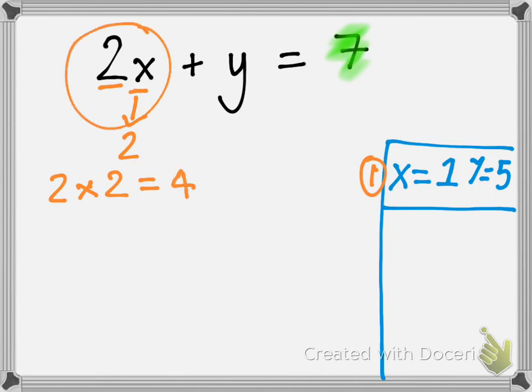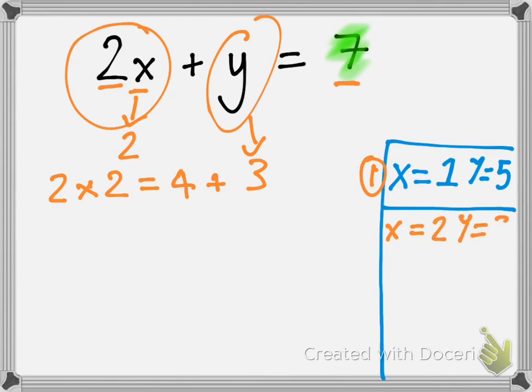So if this part of the equation equals 4, then what must y be to make 7? Well, 4 add 3 makes 7. So y must be 3. So this is another answer here. So in my second example, x was 2 and y was 3.